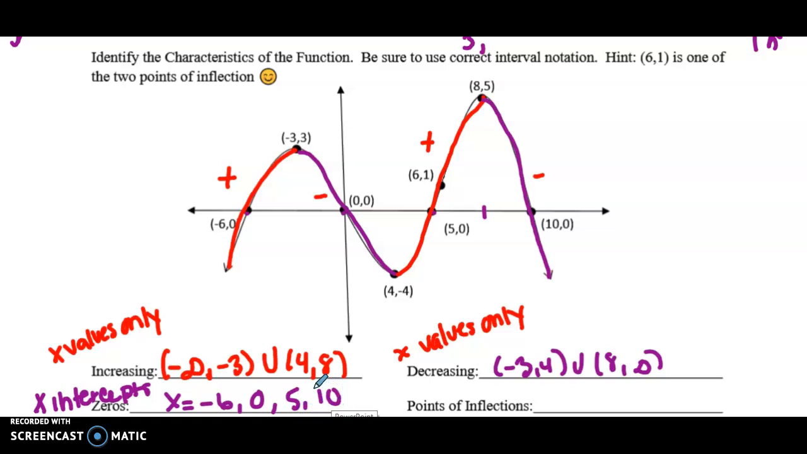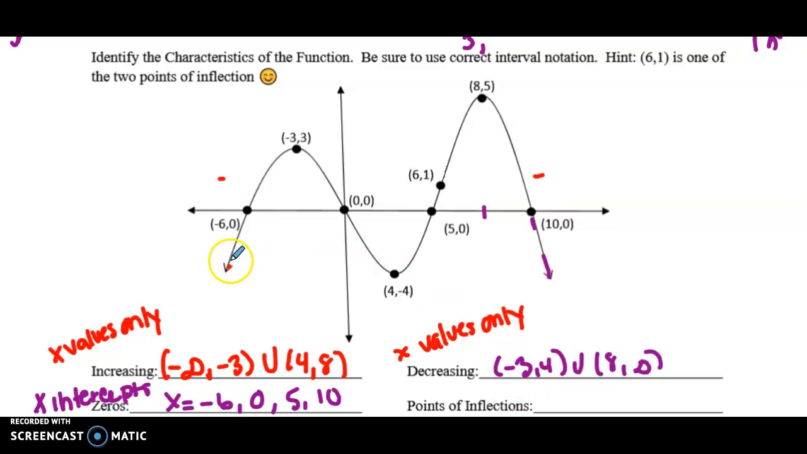Okay, now points of inflection. Remember, your points of inflection are going to be where we change from concave up to concave down. That can be a little bit tricky with your concavity. So let's just take a minute and decide which part of our graph is concave up and which part of our graph is going to be concave down, and then we'll decide our points of inflection.